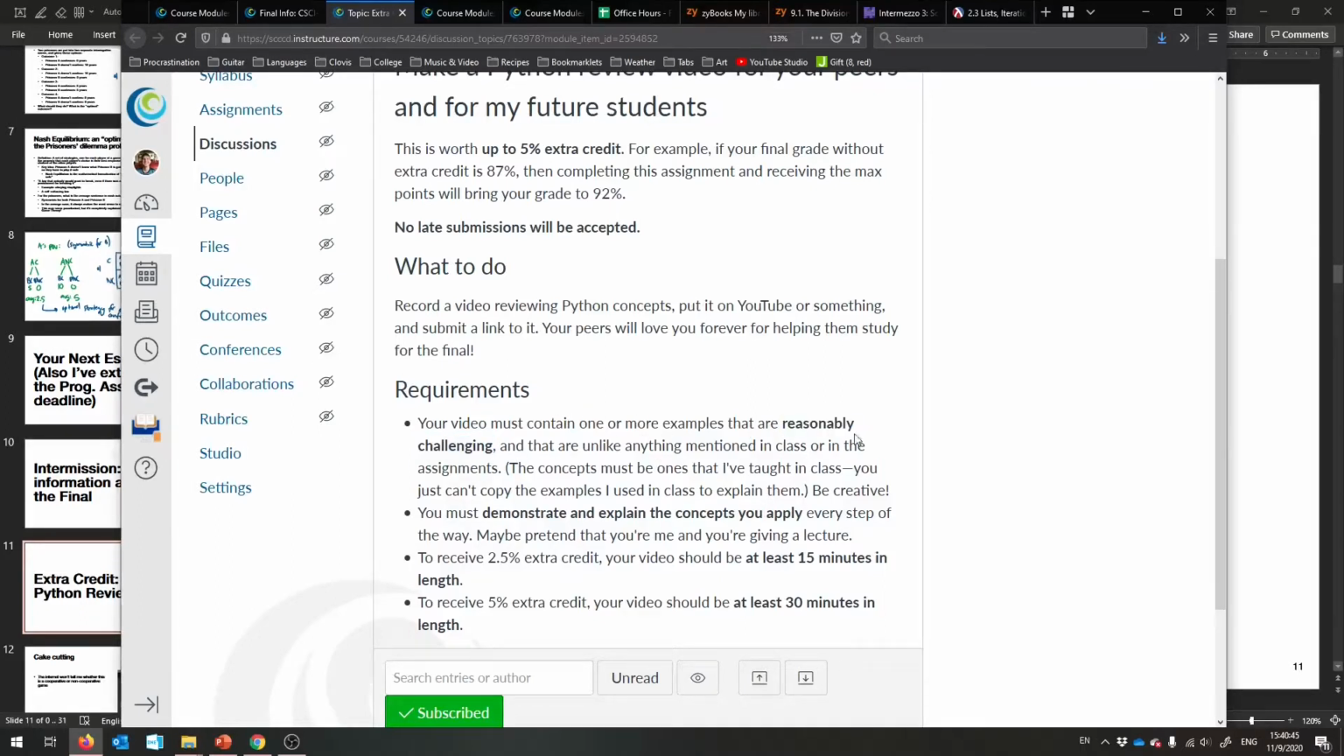Okay, so give some examples that are kind of hard, not too hard, but not super easy, and don't just copy something that I did in class. That's all. So it should be unlike anything mentioned in class or the assignments, but you can use those as guidelines. You'll have to teach the same concepts. Like, don't teach a random Python concept that I haven't talked about. But when you make your examples, just don't reuse the ones that I used.